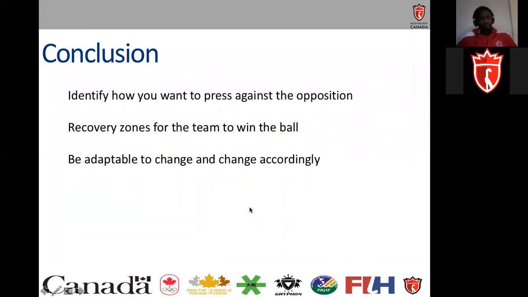So if we look at it, and going back to the question, it's important to identify how you want to press against the opposition. It's important to understand the recovery zones where you want to win the ball. It's also important where you want to win it. And also, you must be adaptable to change according to what the opposition are doing as well. But also not taking away your strengths and what you've prepped as well. But it's important to be adaptable and to fix things when things happen during the game.